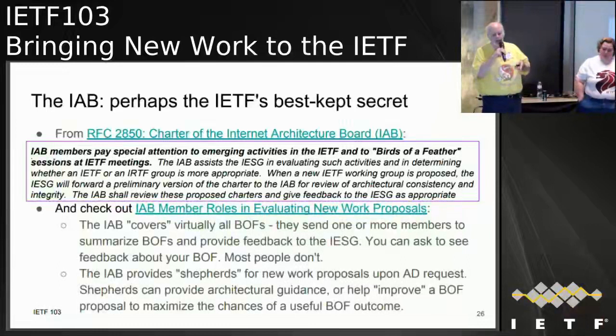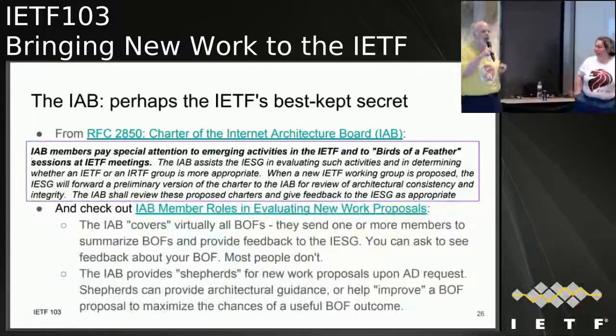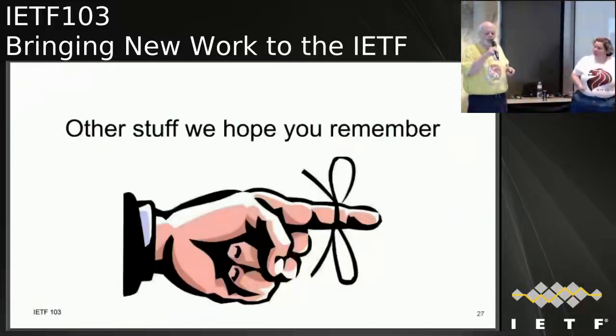But the other one, which I was actually talking to the IAB and ISG about before I came up here, is the IAB provides shepherds for new work proposals when ADs request them. Shepherds can provide architectural guidance or can help improve a BOF proposal to help maximize the chances of a useful outcome. So like I say, if you don't remember anything else that I talked about, remember this, because most people don't know this. Honestly, it's often a surprise to some of the people that join the IAB every year that this exists.